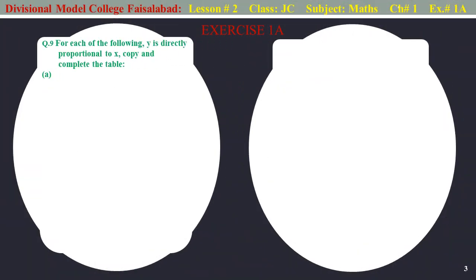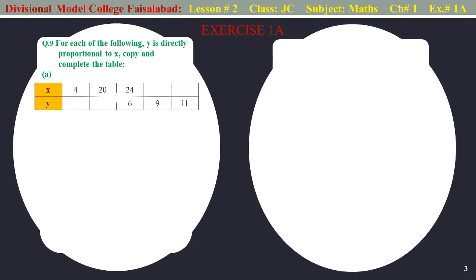This is question number 9, in which you are asked, for each of the following, y is directly proportional to x. Copy and complete the table. The statement is the same: y is directly proportional to x. There are 2 parts, part A and part B. In part A this table is given and you are asked to complete this table. To complete this table means to write down the missing values.